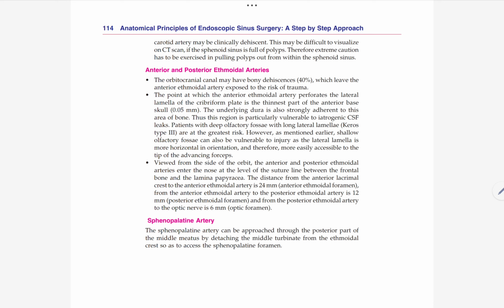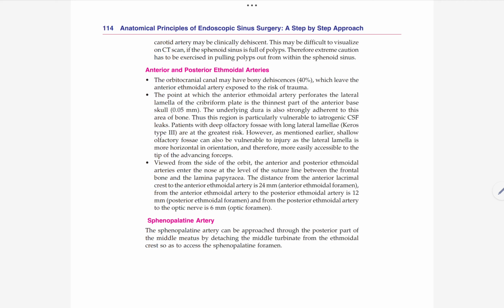Anterior and posterior ethmoidal arteries. The orbitocranial canal may have bony dehiscence in 40%, which leaves the anterior ethmoidal arteries exposed to the risk of trauma. The point at which the anterior ethmoidal artery perforates the lateral lamella of the cribriform plate is the thinnest part of the anterior skull base, 0.05 mm. The underlying dura is also strongly adherent to this area of bone. Thus, this region is particularly vulnerable to iatrogenic CSF leaks.